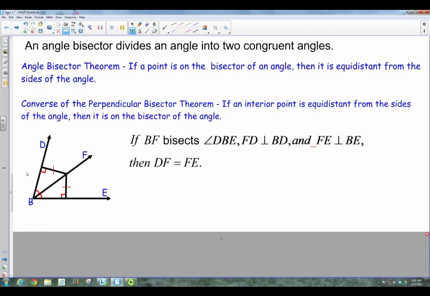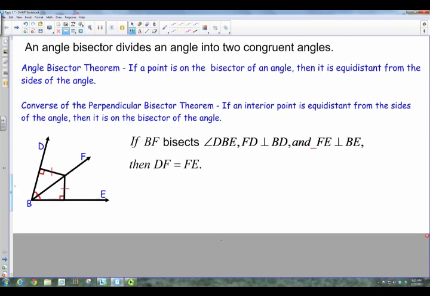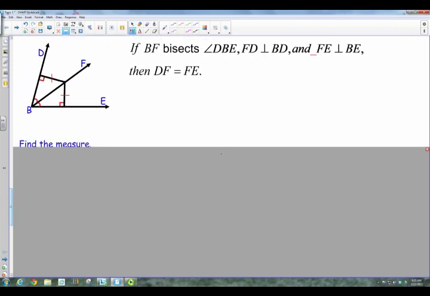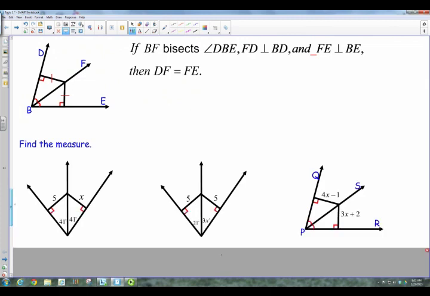What that says is, if I pick a point anywhere on this angle, it's going to be equidistant from the sides. So you can see that this line and this line are equidistant. Now, if I drew this line here, those two would be equal distance. Those are some of the properties from this angle bisector theorem. So how does that help us? Well, it's again coming down to solving some equations.